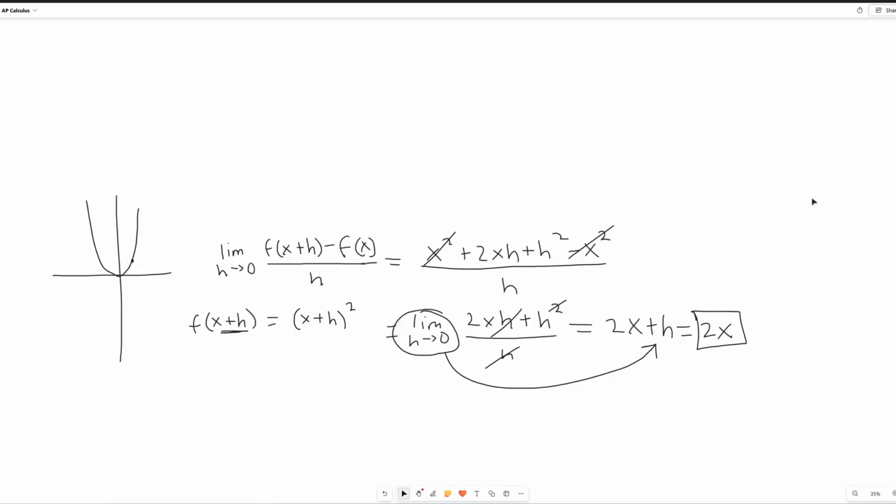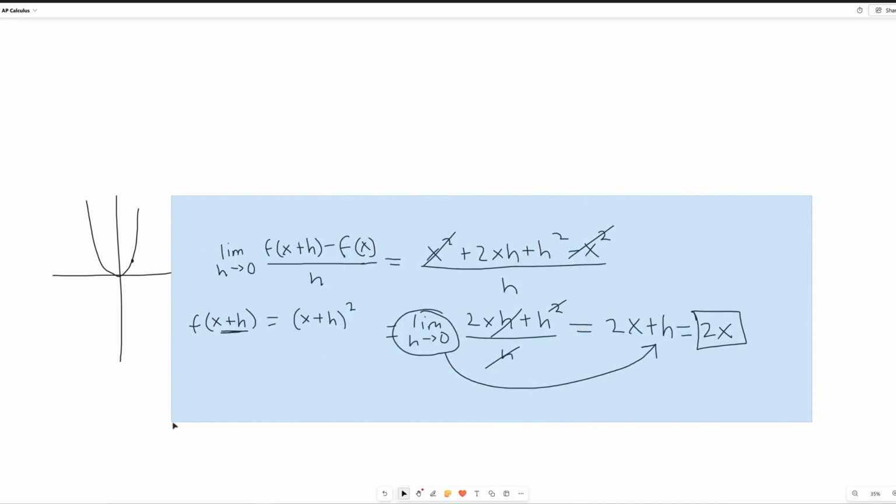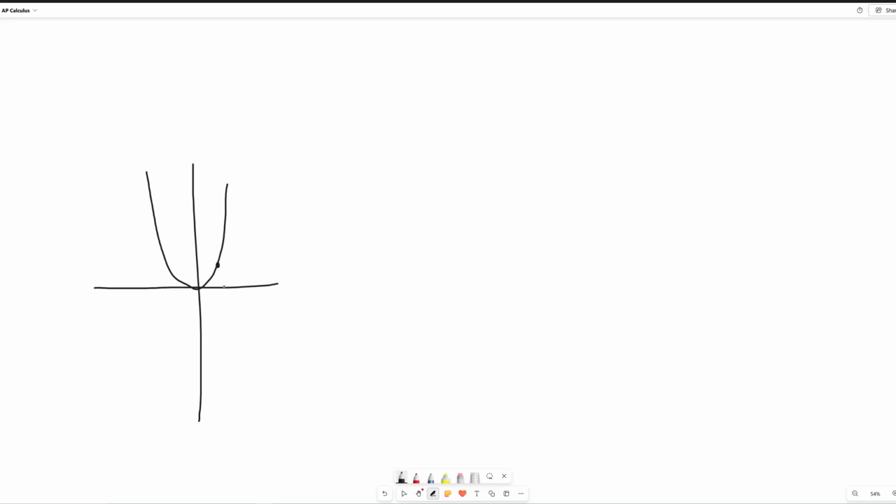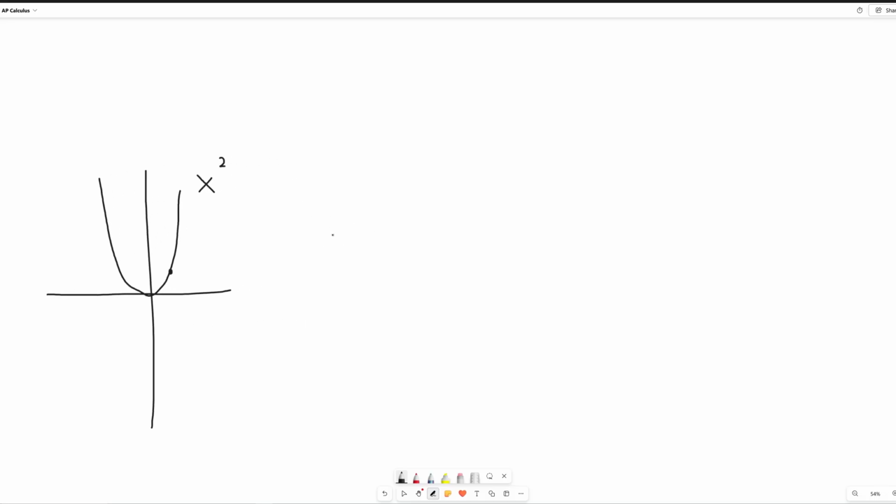Now, there is a simpler way. Because if you had to do all this work every time, that would be ridiculous. So, pretend this is still our x squared function. The power rule will help us find the derivative of this x squared. So we're going to denote that as f prime of x.